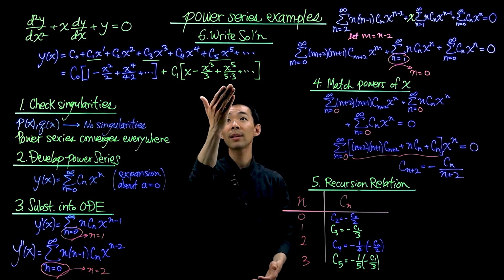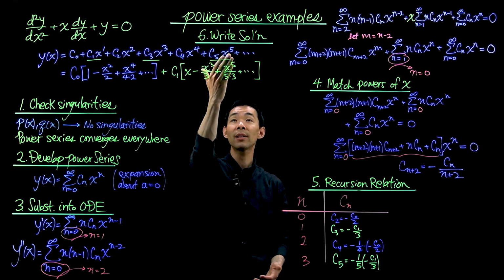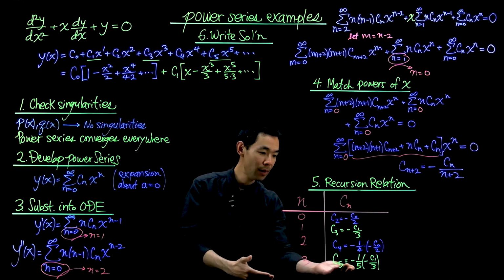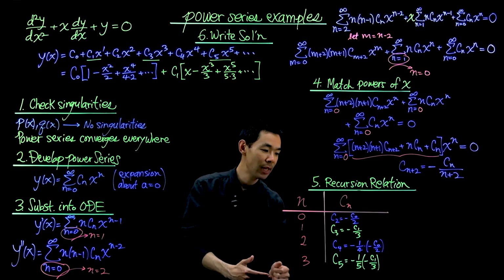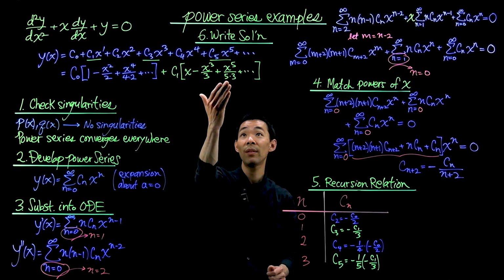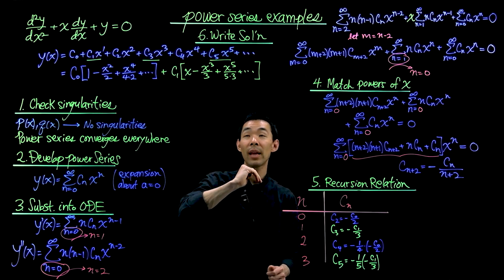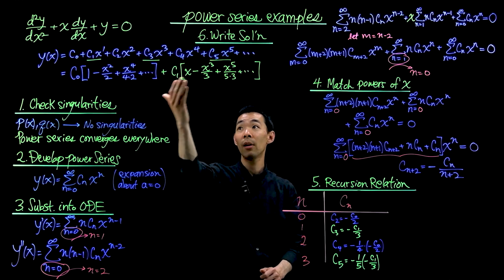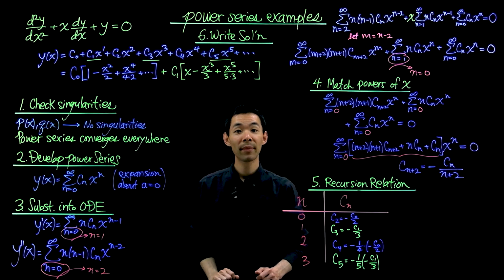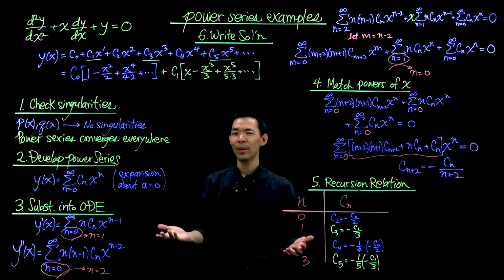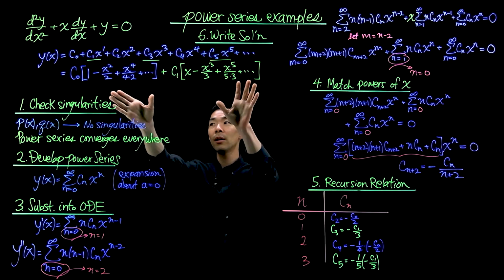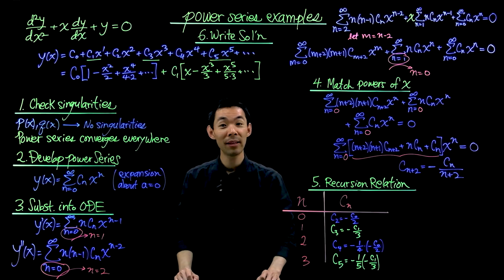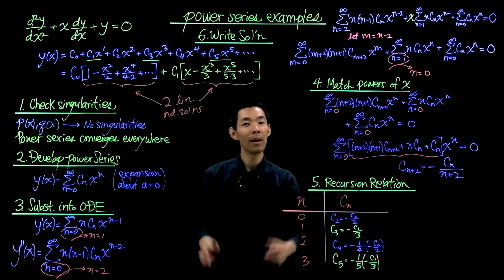Okay? Next, right here, c5 x to the 5th. c5 came from here, negative 1/5 times negative 1/3 c1. So I have 1/5 times 1/3. Down there, I have x to the 5th, all multiplied against c1. So there we have it. Here are the two linearly independent solutions.